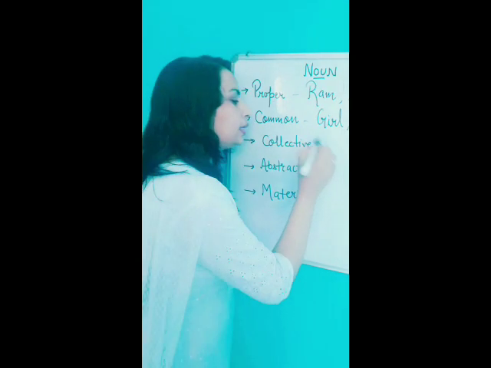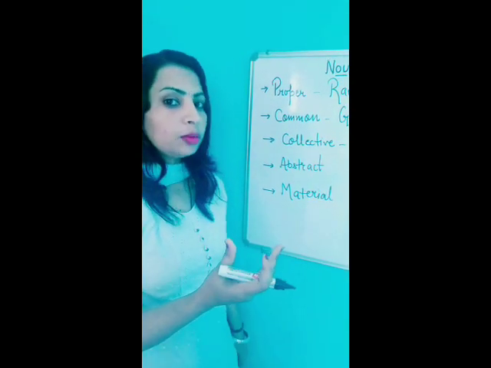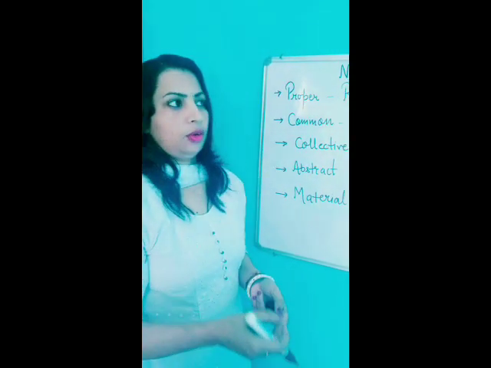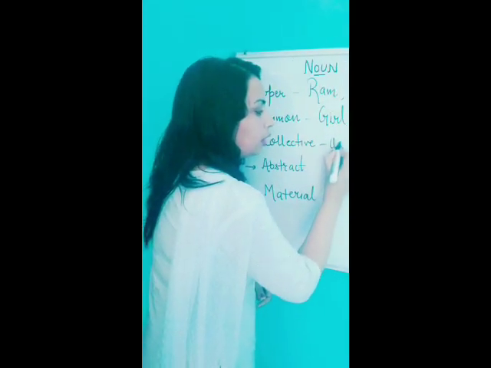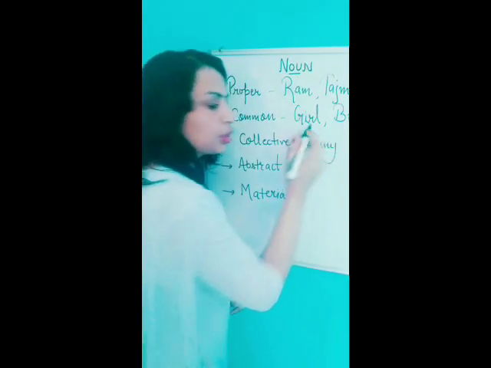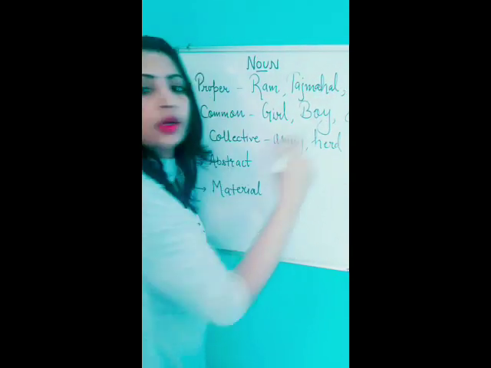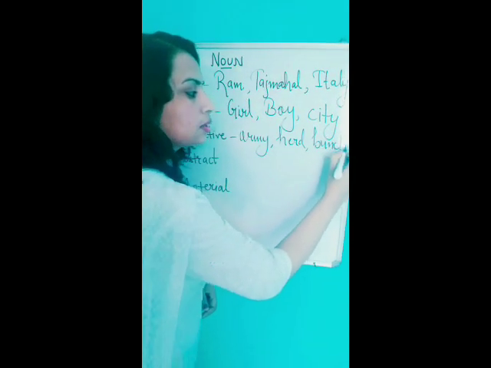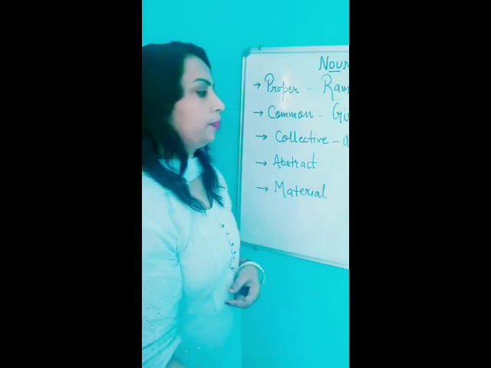Further, collective noun. And it is very much clear with this name only. Collective noun means collection. Collection of what? Collection of people, collection of things, collection of animals. So we can give example of army, collection of people, herd, collection of animals, bunch, collection of flowers or anything, collection of balloons also you may say bunch.